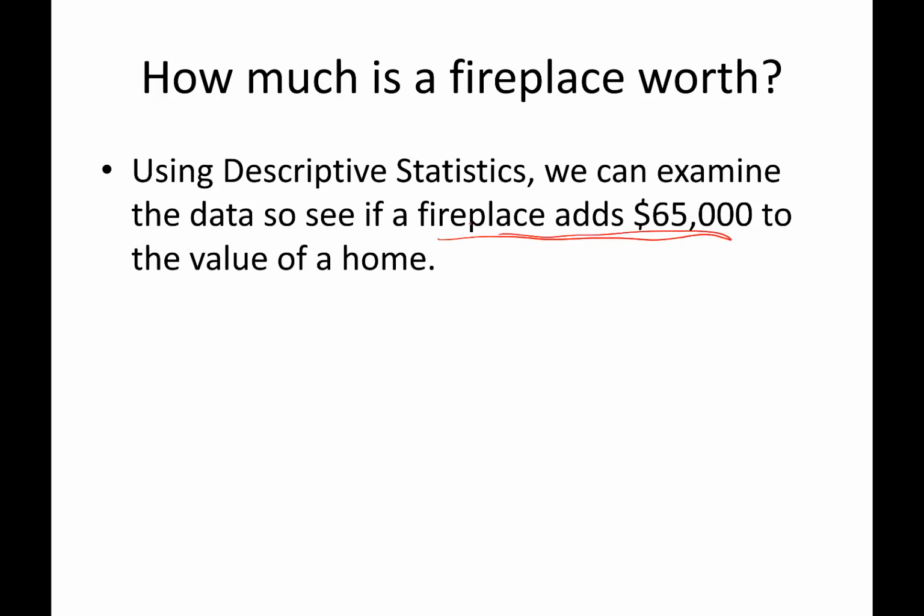Because if it does, let's say you invest $30,000 to put in a new fireplace, that way you can net $25,000 off the sale of the house. So would it be smart to invest $30,000 to add that? This is something that we can look at using descriptive statistics. But before we can do that, we need to know a little bit more about descriptive statistics.